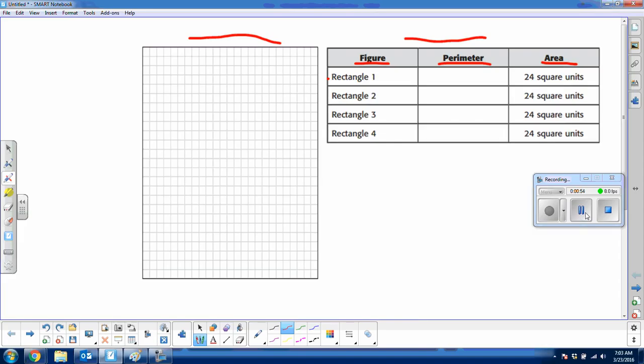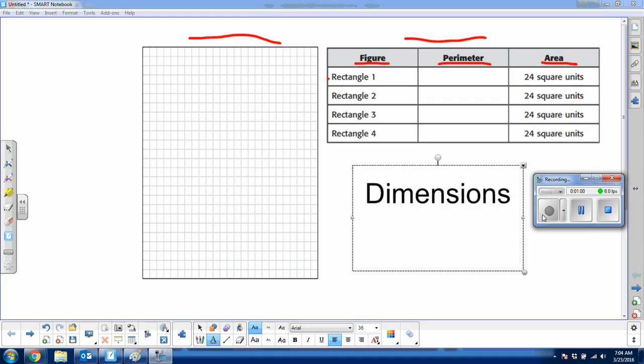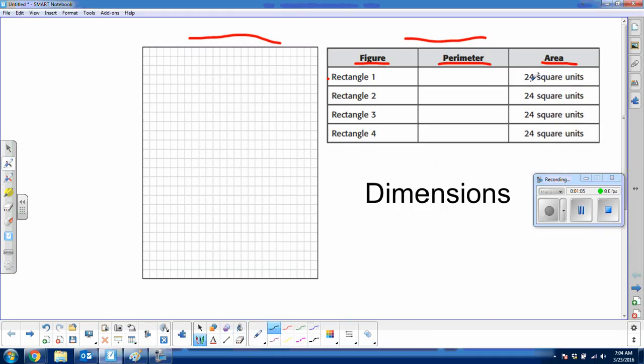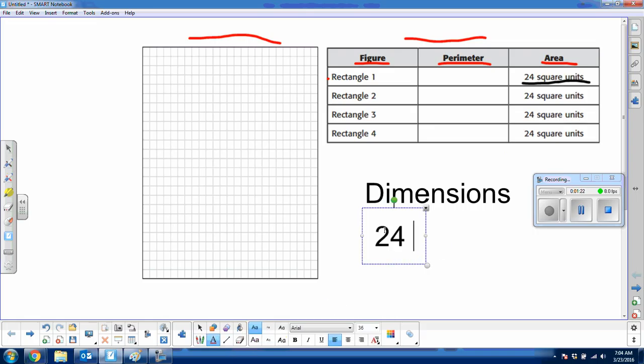Now, to help us with this, we're going to talk about the word dimensions. If I have an area of 24 square units, like it says up here in the table, my dimensions are the side lengths of the rectangle or square or shape that we're going to be using. So again, we know that the area is 24 square units. I can think to myself, what can I multiply to get 24? Well, I know that 4 times 6 equals 24.